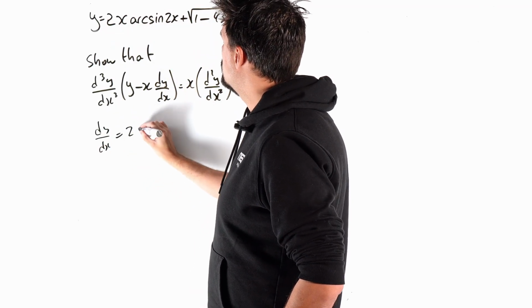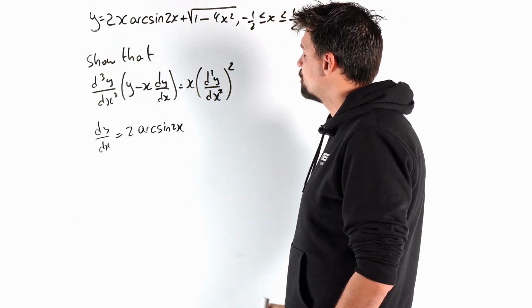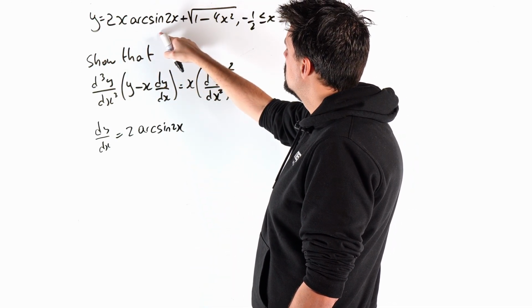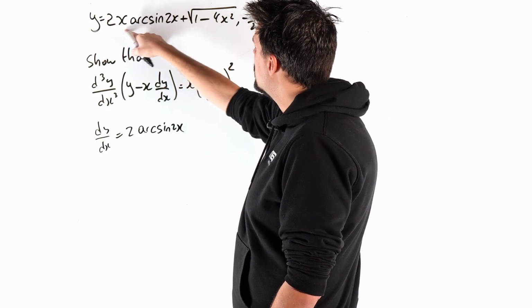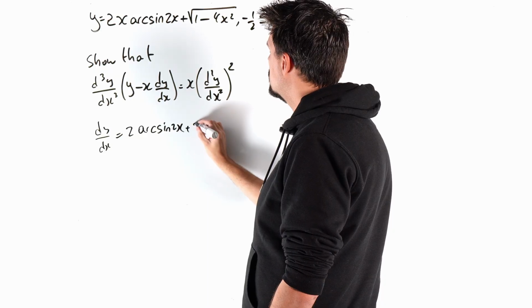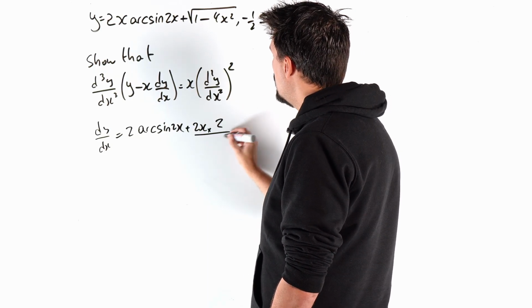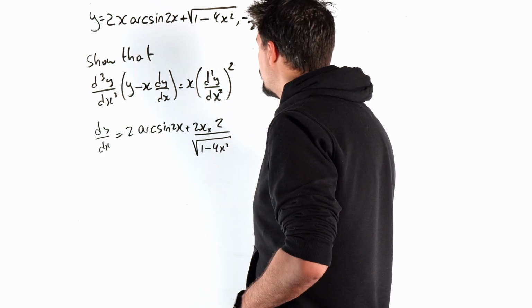Differentiate the 2x, keep the arc sine 2x. All right, then keep the 2x and differentiate arc sine 2x. Now arc sine 2x, we're going to get a 2 from that over square root 1 minus 4x squared.